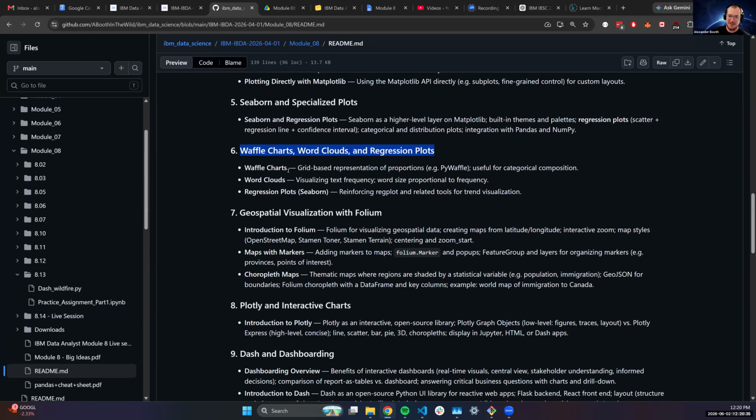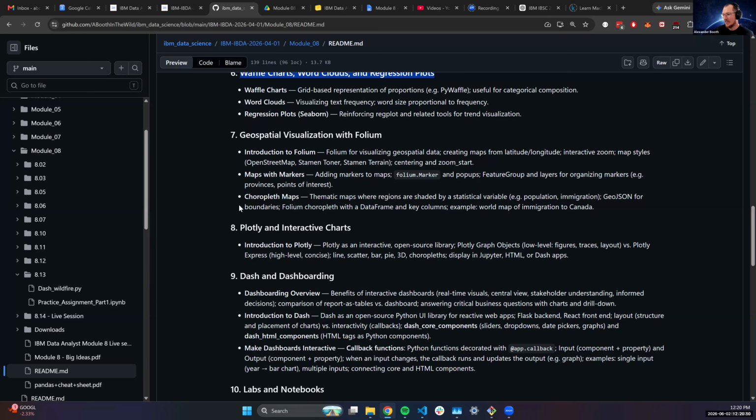So your waffle charts, your word clouds. We actually pull Alice in Wonderland, map all of its words to a word cloud, like which words appear the most, and then format that into the shape of Alice, which is pretty cool.